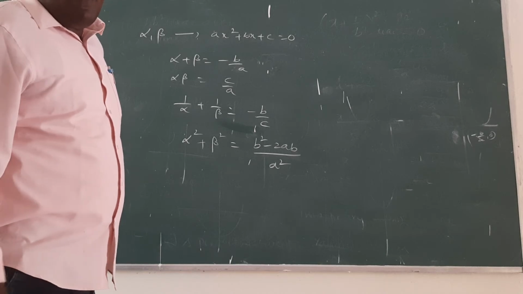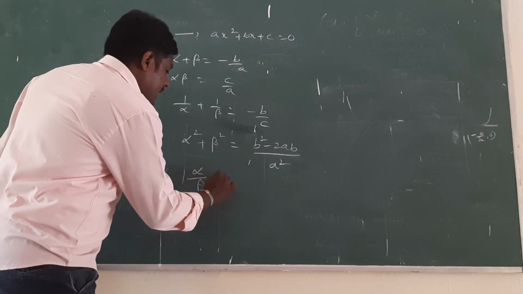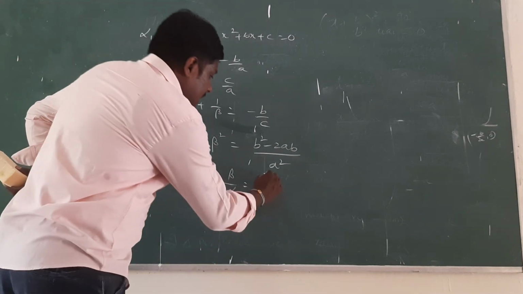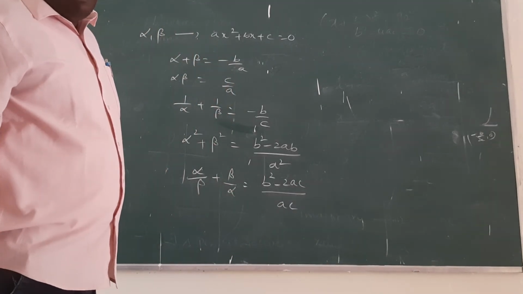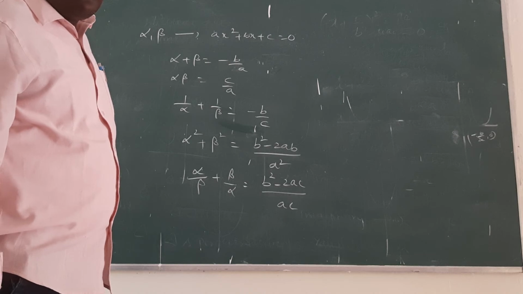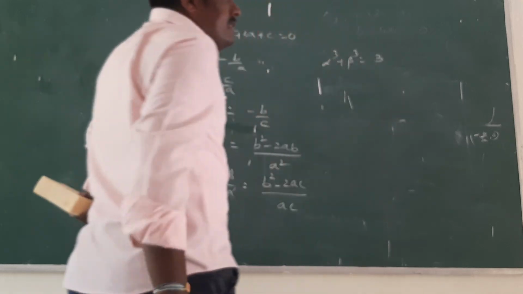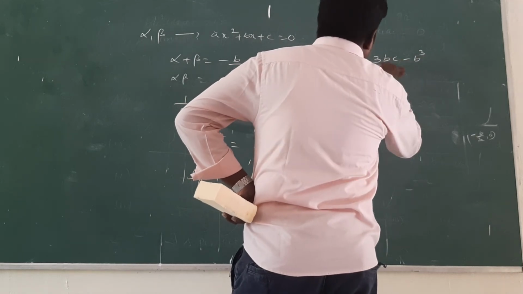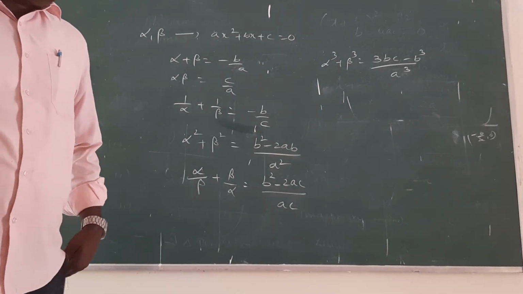Alpha by beta plus beta by alpha is equal to b square minus 2ac by ac. And alpha cube plus beta cube is equal to 3abc minus b cube by a cube. Keep these formulas in mind. They will be used in the objective questions. Okay.